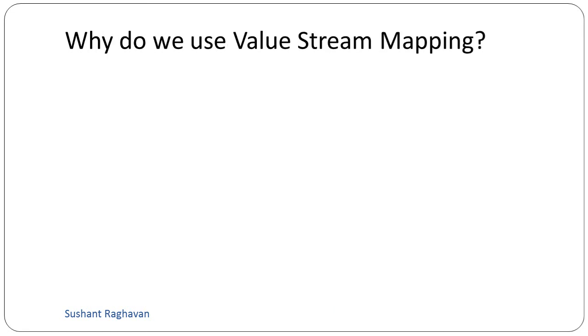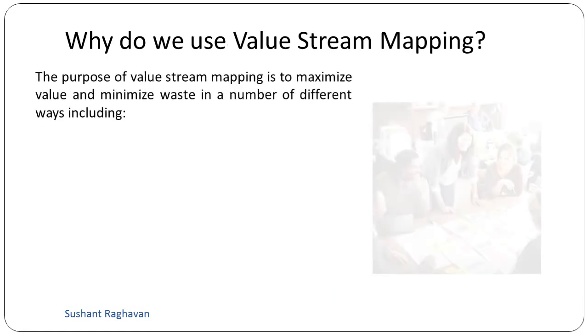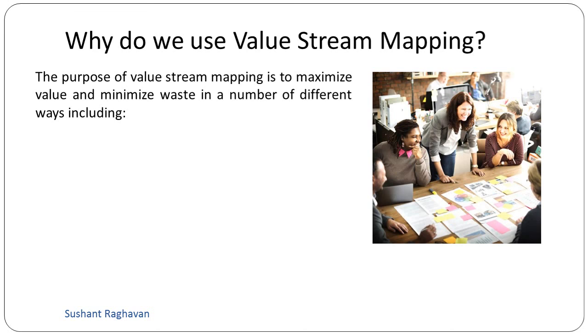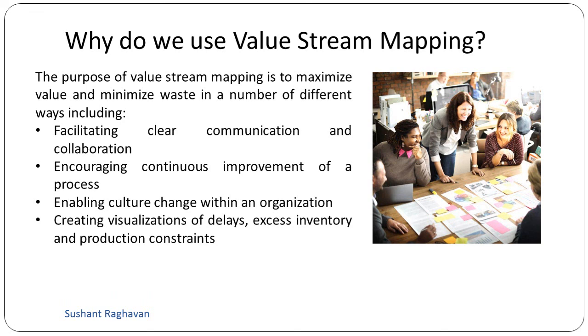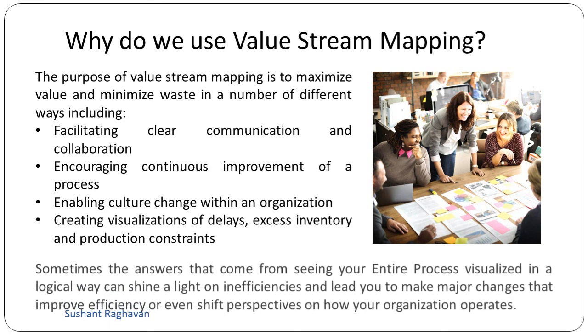Why do we use value stream mapping? The purpose of value stream mapping is to maximize value and minimize waste in a number of different ways, including facilitating clear communication and collaboration, encouraging continuous improvement of a process, enabling culture change within an organization, creating visualizations of delays, excess inventory, and production constraints.